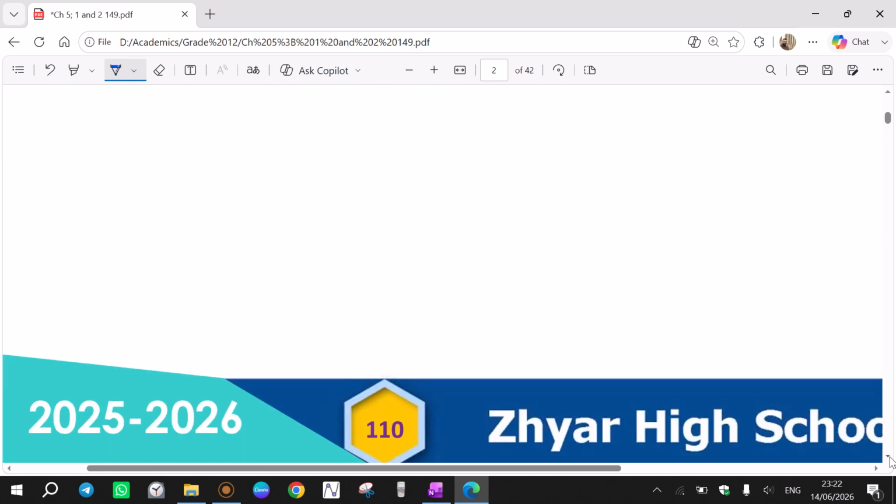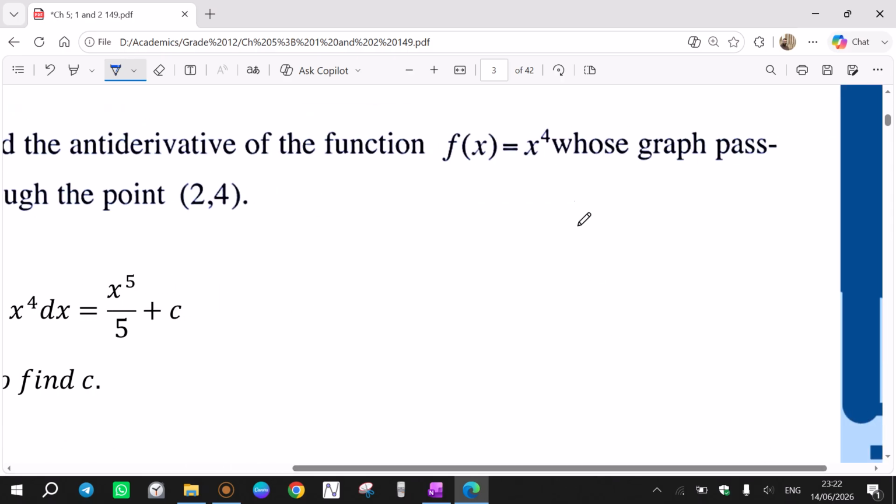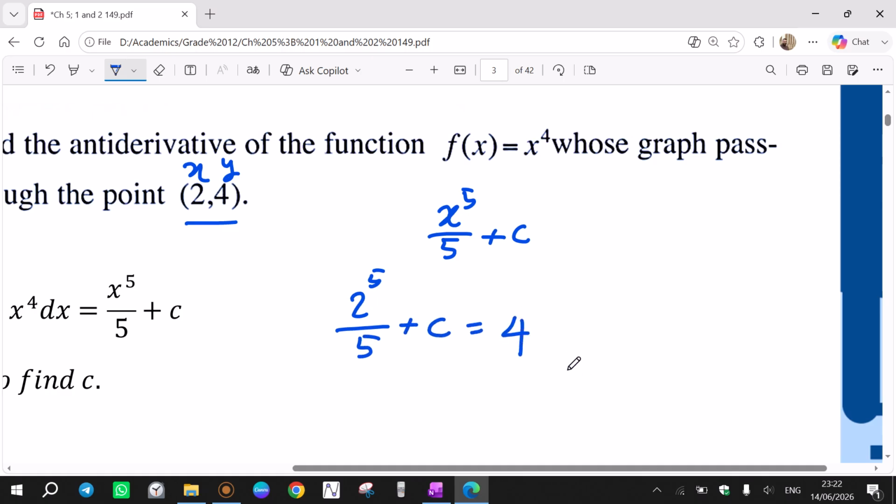For multiple choice, it's not a big deal. Now again, I have x power 4, I have this point given. Integral of x power 4 is going to be x power 5 over 5 plus c. Replace x with 2, equalize the result to 4. That would be 2 power 5 over 5 plus c equal to 4.